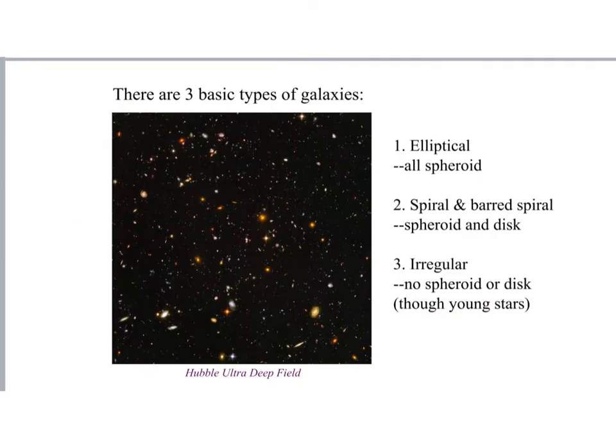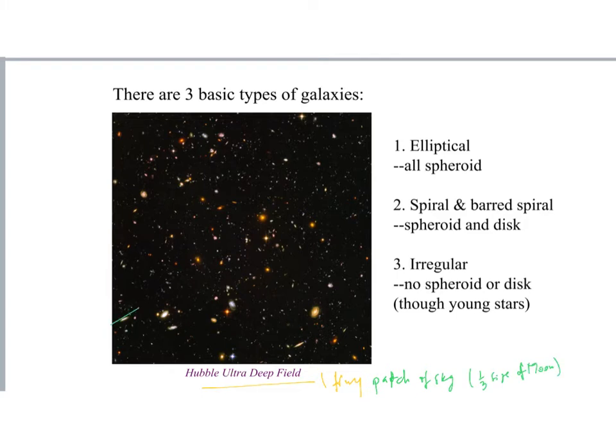Thinking and keeping in mind those basic two components, it's three, but two are very much the same, those spheroidal components, we were able to put together three basic types of galaxies. And we identified, for example, in the tiny patch of sky, about a third of the size of the moon.